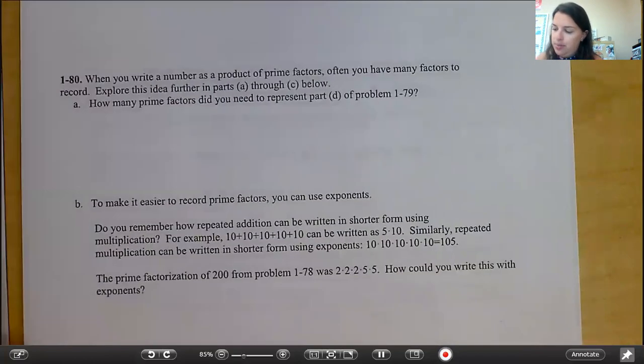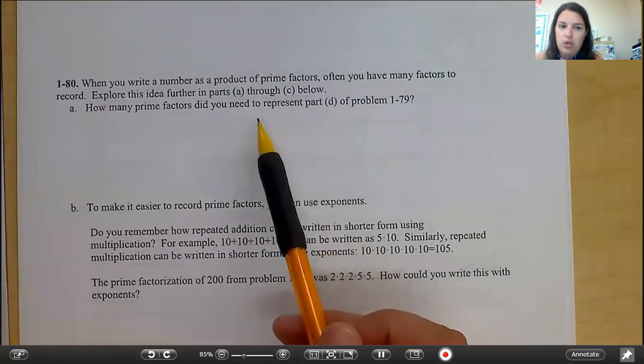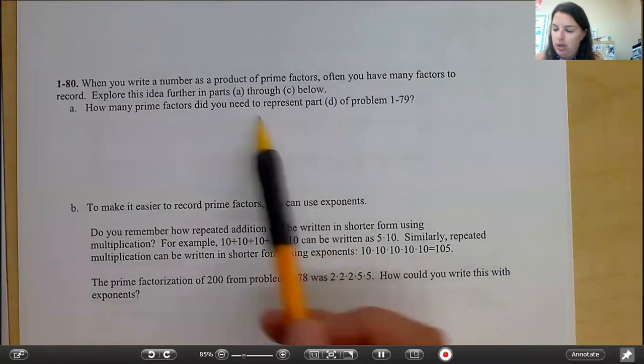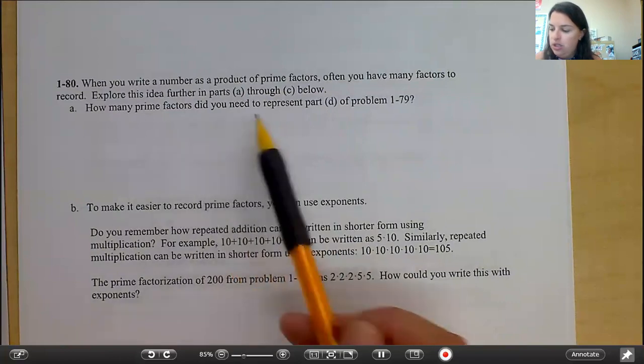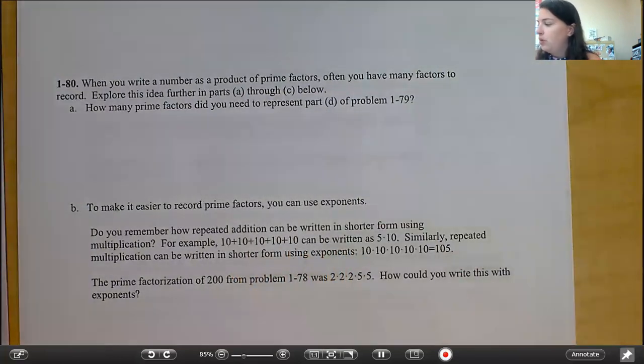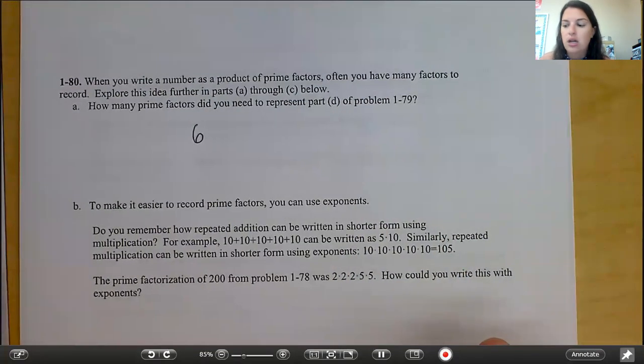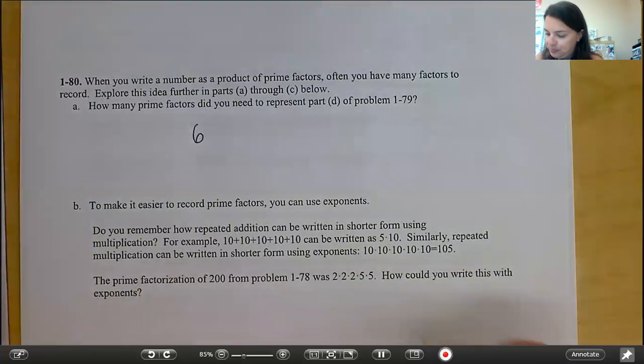When you write a number as a product of prime factors, often you have many factors to record. Explore this idea further in parts A through C below. How many prime factors did you need to represent part D of problem 179? So it depends what you did, but it's asking you prime factors. So you should have needed 6 prime factors. No matter which way you did the tree, you'll need 6 prime factors.